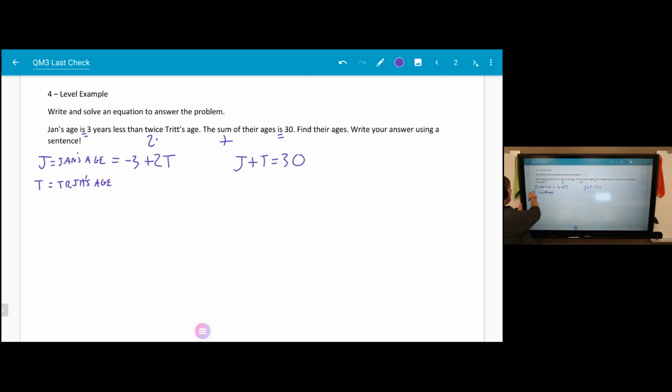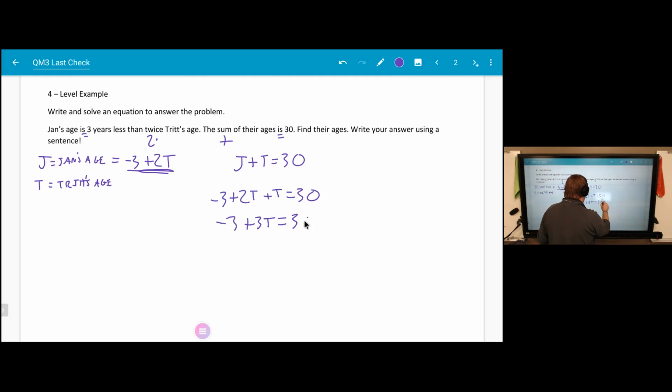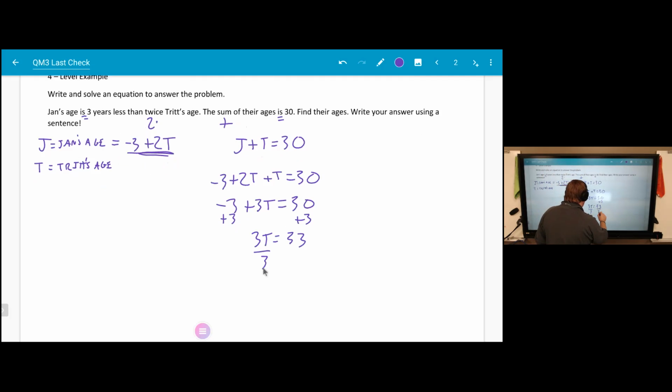Well, I have this thing for J that's in terms of T. Why don't I substitute this in? Why don't I say instead of J, I'm going to write negative 3 plus 2T plus T equals 30. Oh, I like this. Let's combine like terms. Negative 3 plus 3T equals 30. Add 3 to both sides. 3T equals 33. Divide both by 3. I like how this is coming out. And T equals 11. So I know Trit's age is 11.